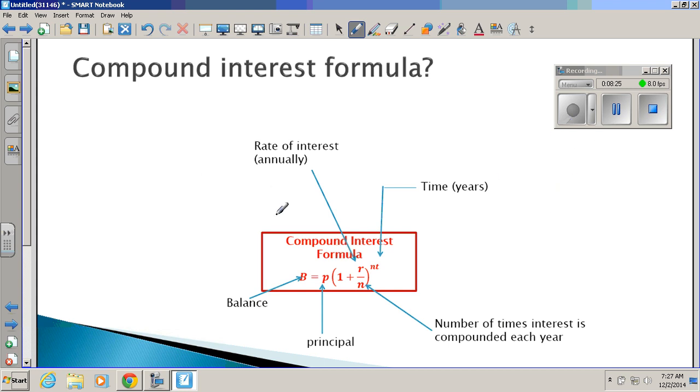Just some parts. So B is balance, P is principal again, R is still the annual rate, N is the number of times each year it is compounded. So in our previous example, it's compounded quarterly, so that's 4 times a year, so N was 4. And then T, notice we have an N up here too, but T is the number of years you're doing it. Okay? So here's your compound interest formula.